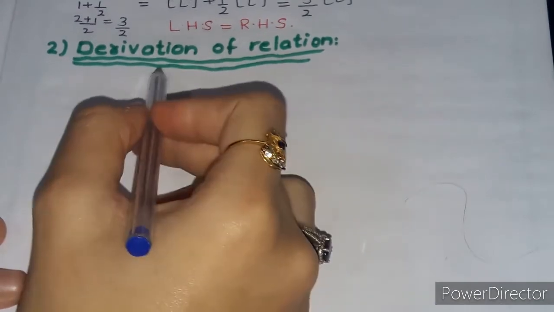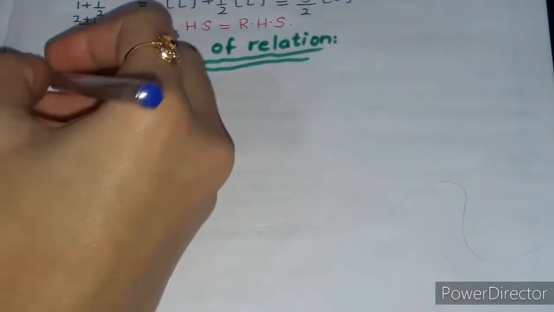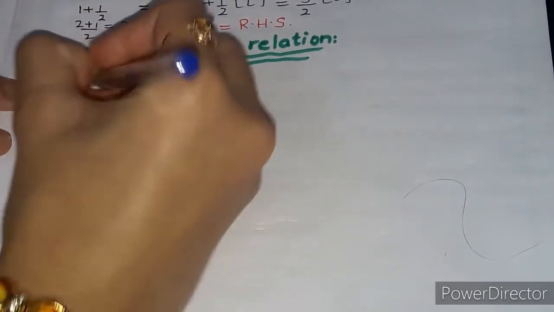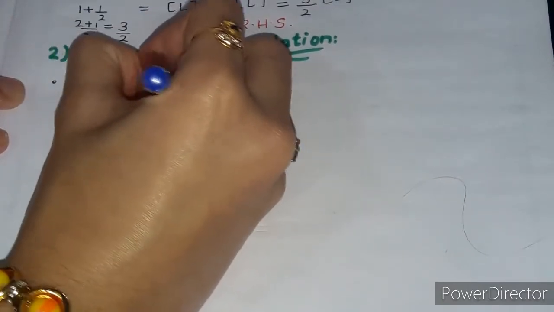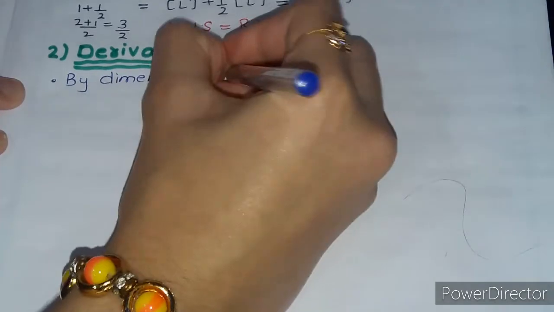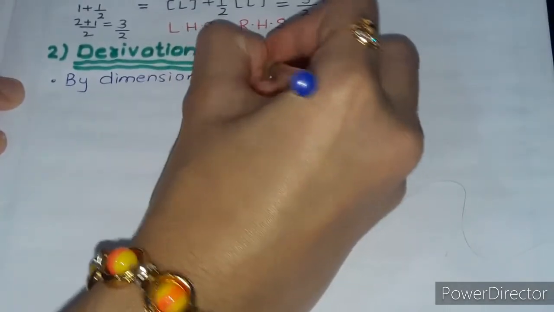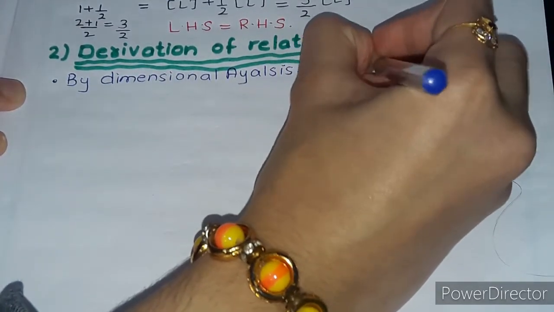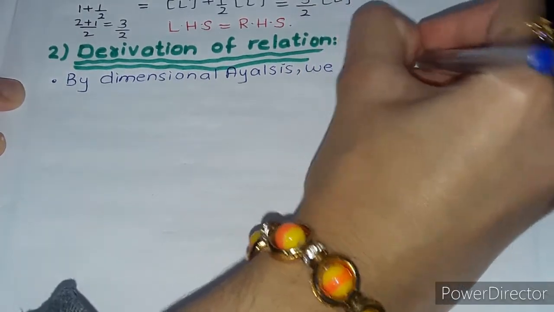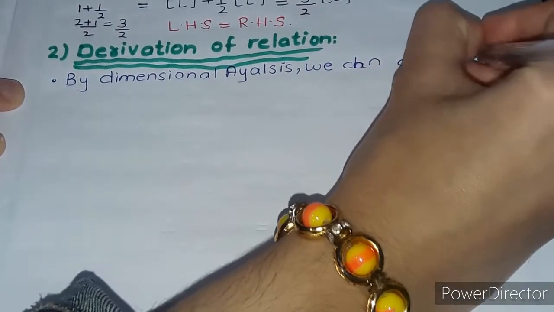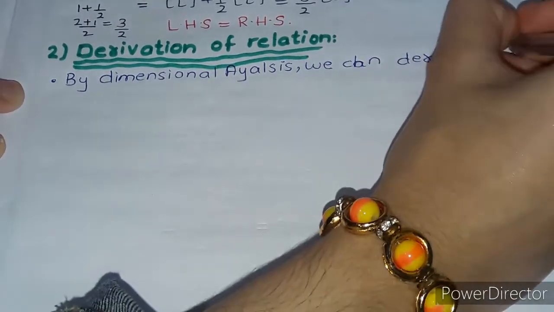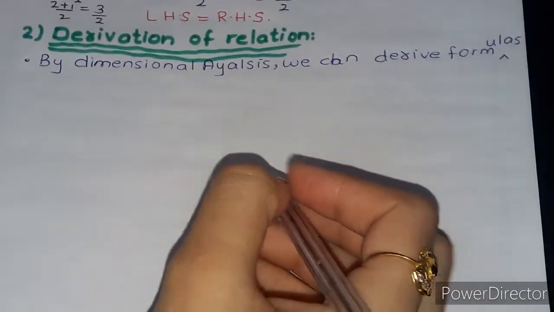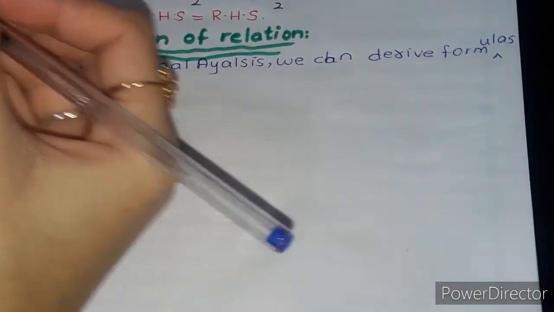Second is derivation of relation. With the help of dimensional analysis, we can derive formulas.